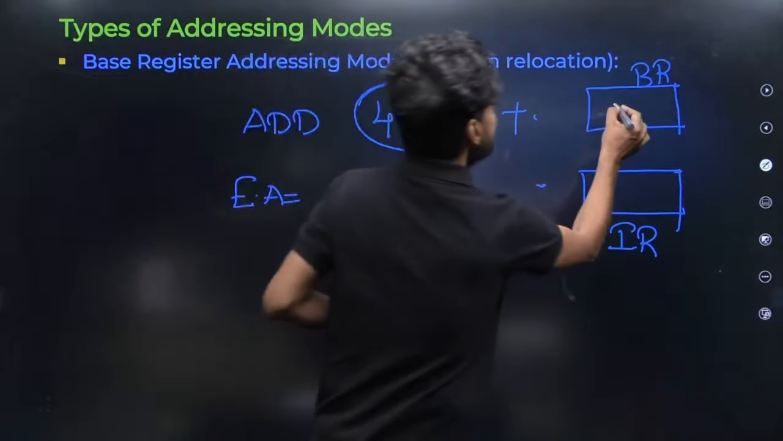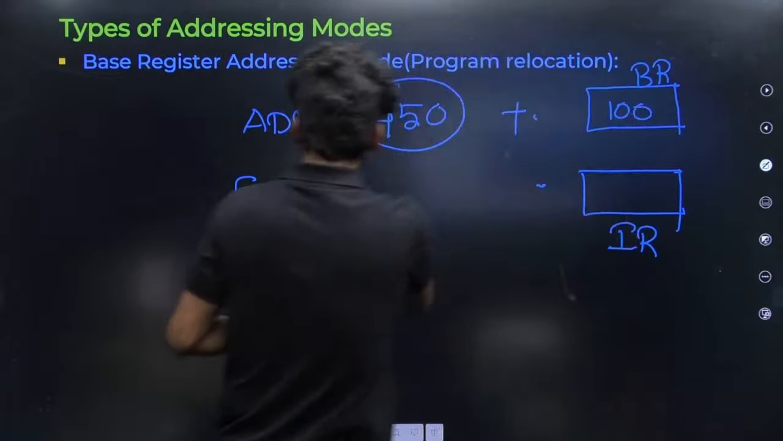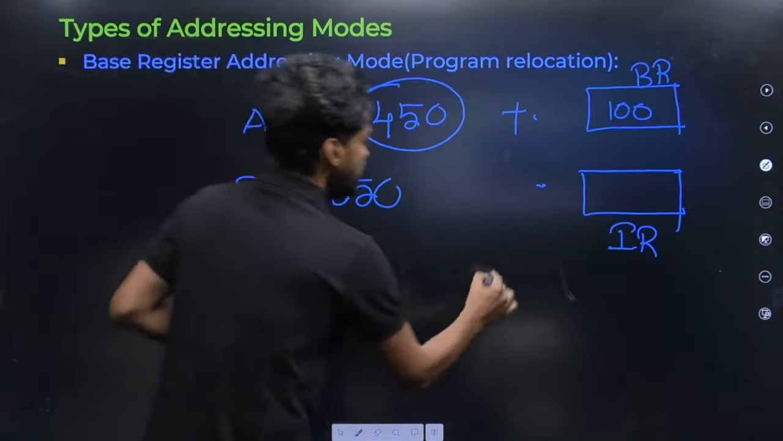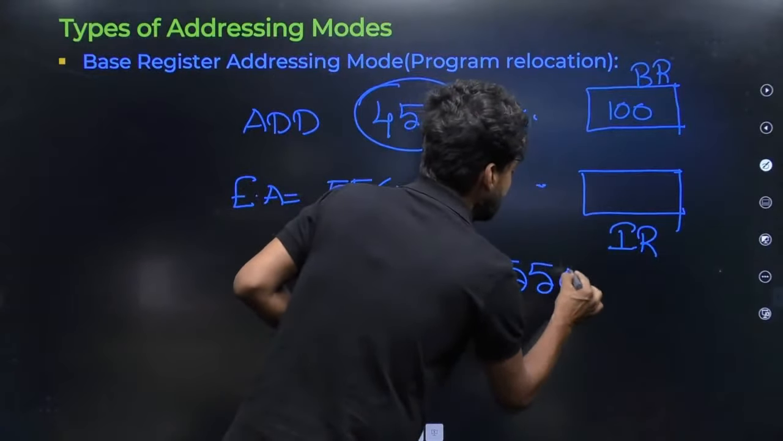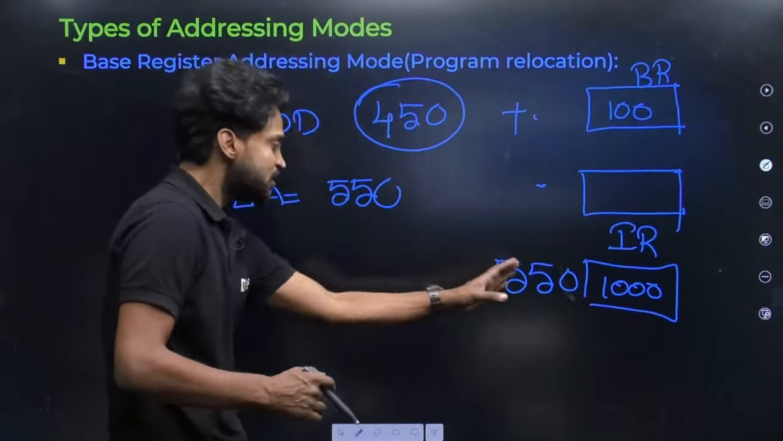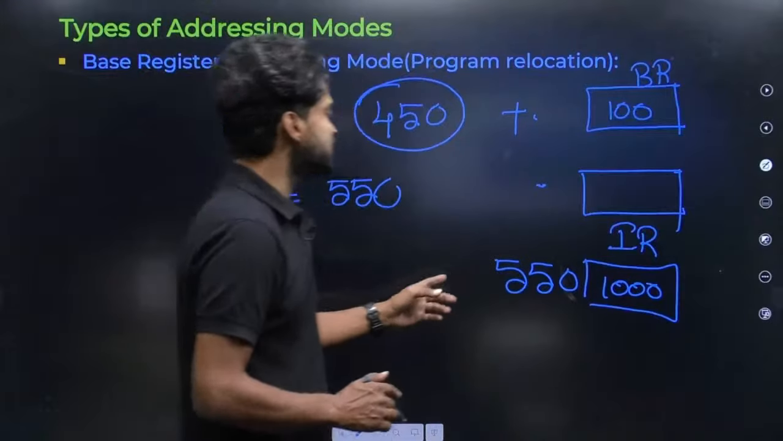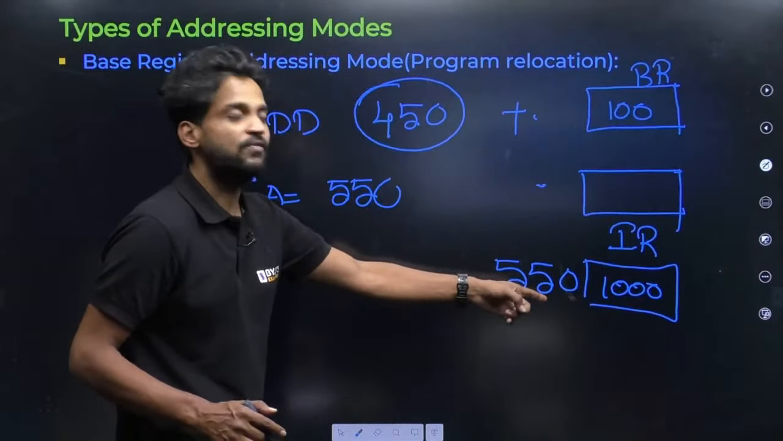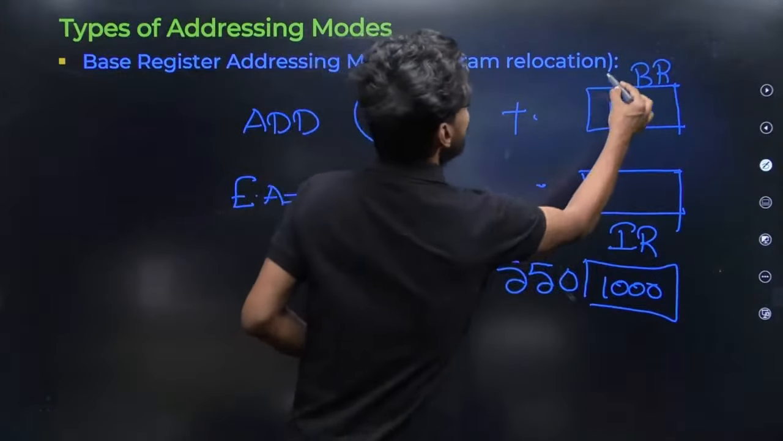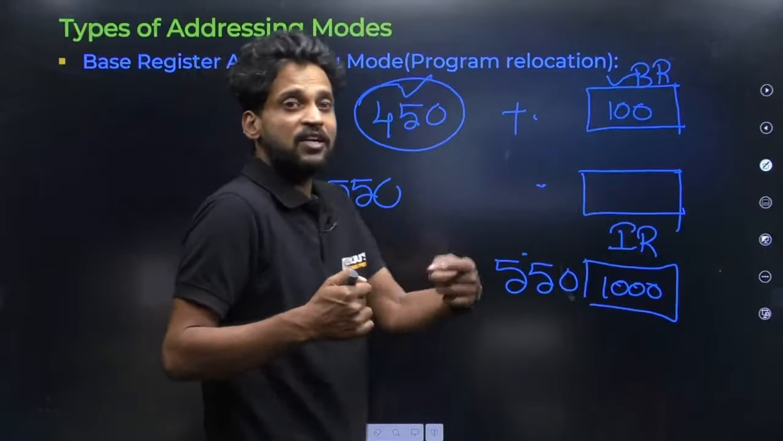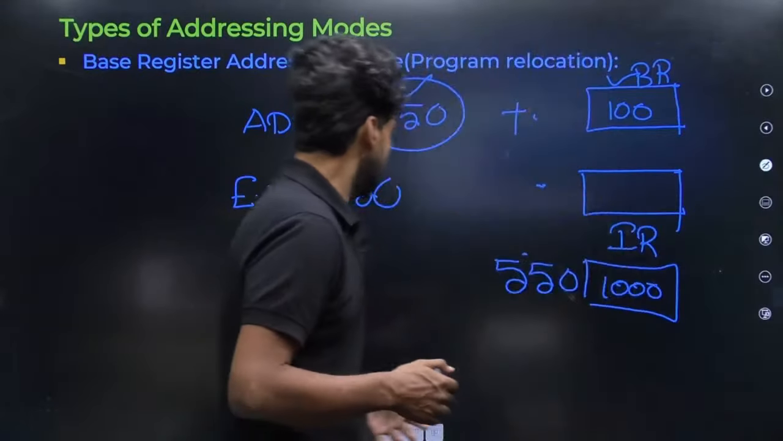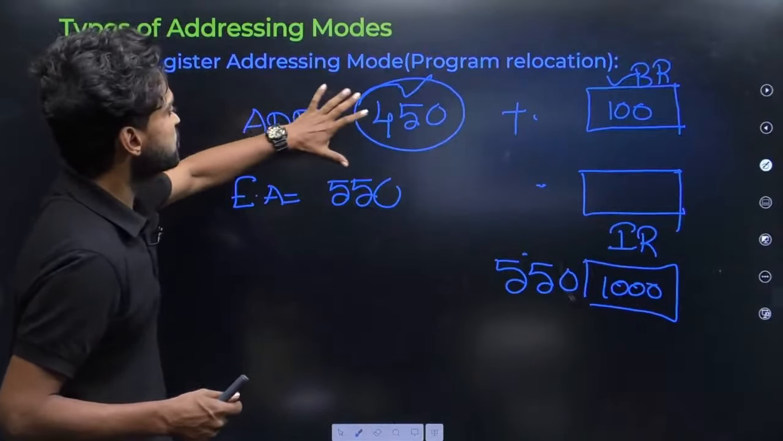Let us say the contents of the base register is equal to 100. 100 plus 450 is equal to 550. Effective address is equal to 550. So going to 550, we will be able to get the actual value present in that specific memory location, which must be added to the accumulator. Accumulator is equal to accumulator plus memory of 550. How have we arrived at 550? We have added the address part of the instruction to the contents of the base register in order to get the effective address. I hope I made myself clear. So this is the base register addressing mode.